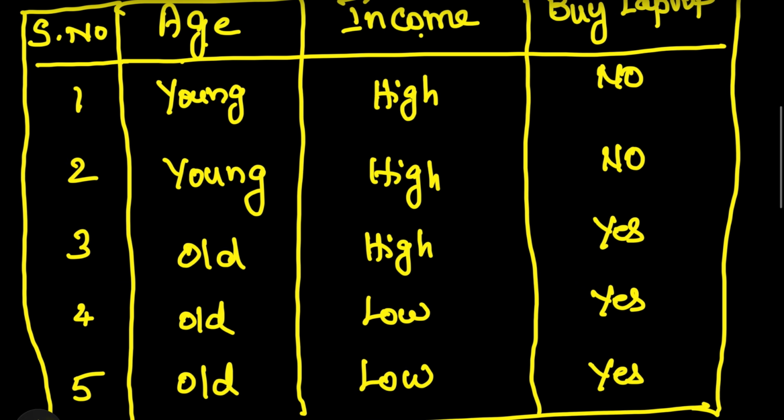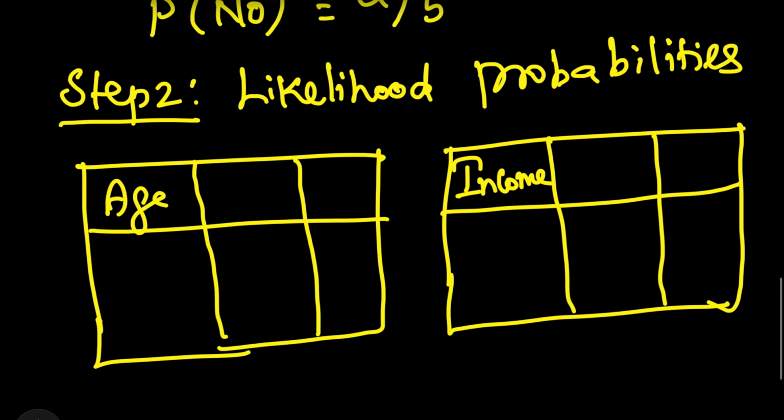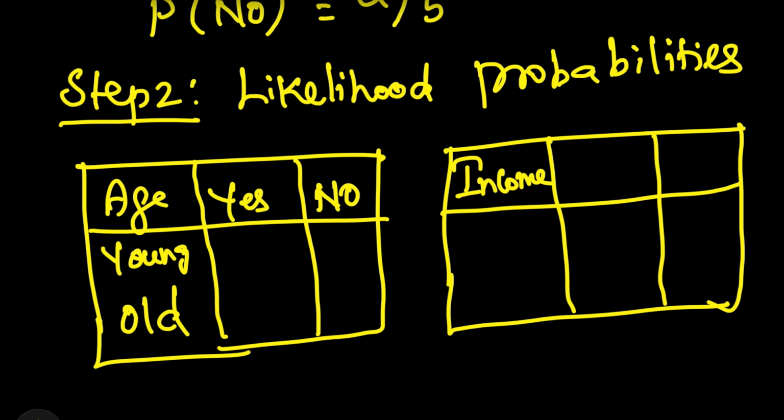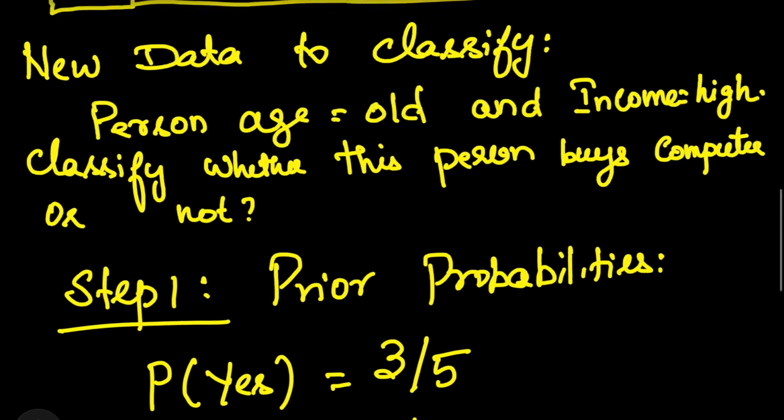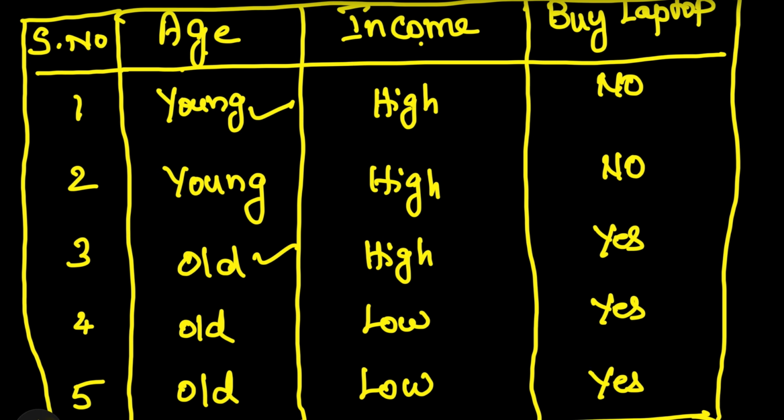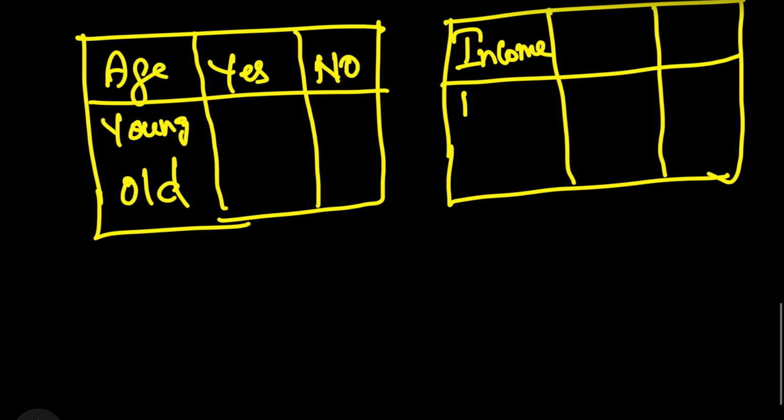In age, how many values do I have? Young and old. We have only 2 values. If you have more than 2 values, you have to write all the values and find the probability of all the values for the age. Young and old. How many class labels do I have? 2, yes and no. So for age young, how many yes samples are contributing, and for age young, how many no samples are there? That should be calculated and written in the table. Similarly, for income, we have 2 values, high and low. So let us write high and low. We have 2 class values, yes and no.